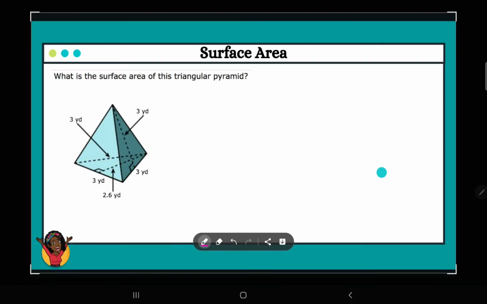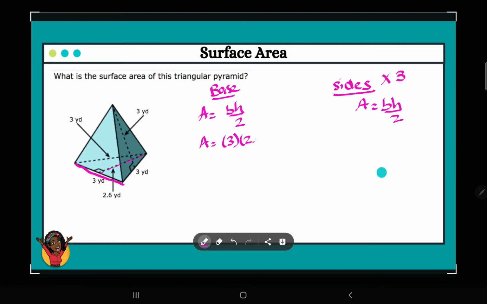All right, let's take a look at another example. So we're going to do the base, that's the base of the shape, and the sides. And for the sides, we know it's going to be times 3. So what I have here is my formula, A equals base times height divided by 2, and that's going to be the same for both of these. Now, when I look at the base of my shape, I see one dimension here and I see another there. So here I'm working with 3 and 2.6 as my height, and that's being divided by 2.